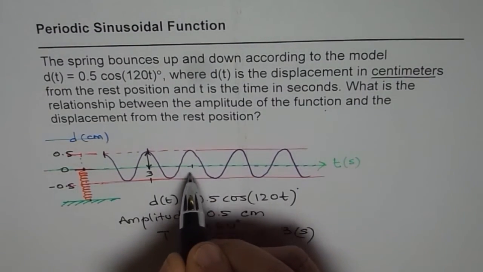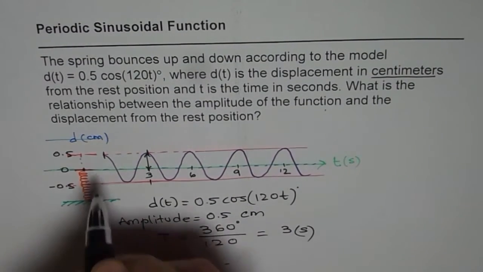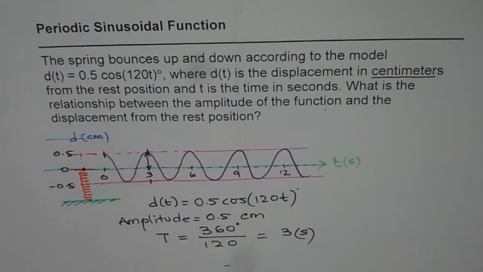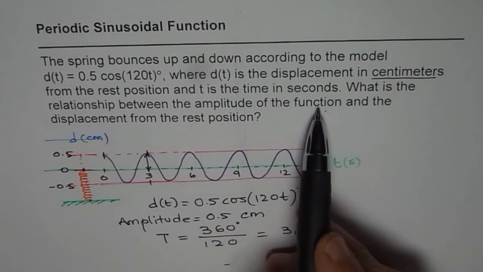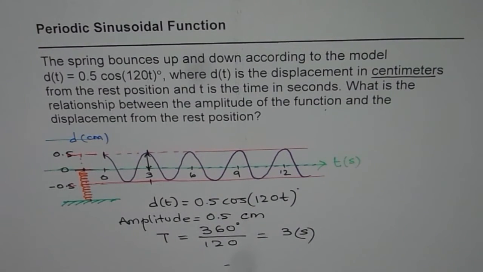So every 3 seconds, this is 6, this is 9, like this. You see where this is 0 for us. So one cycle is completed in 3 seconds. Now we are in a good position to explain the relationship between amplitude of the function and the displacement from rest position. So let us try to explain it.